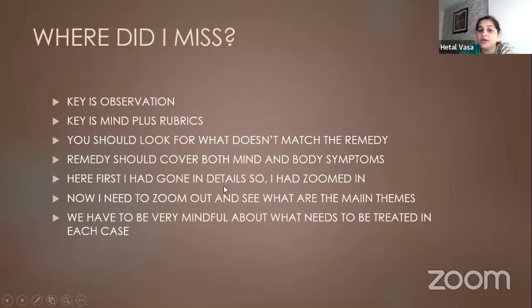Here, first I had gone into details. Now I had zoomed in, and I need to zoom out of the case and see what the main things are. As we discussed, what are the main things? We have to be very mindful about what needs to be treated in any case. What is the center of the case? Yes, anyone can suggest?